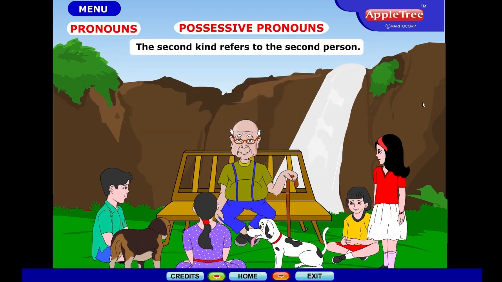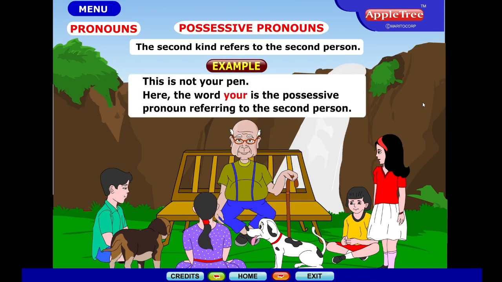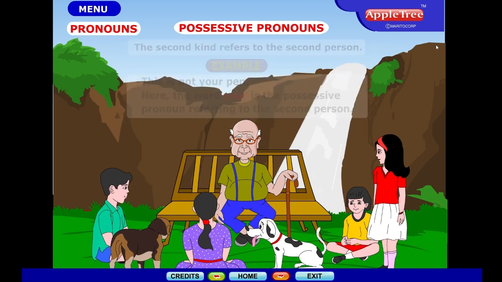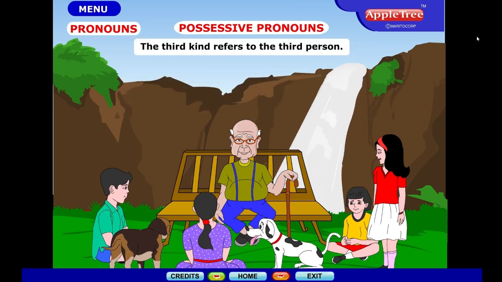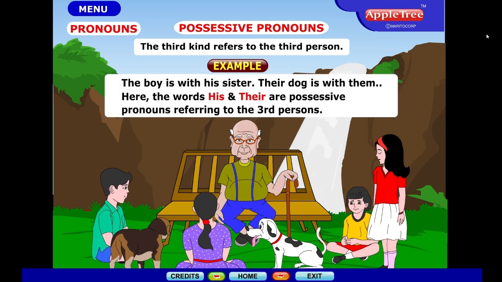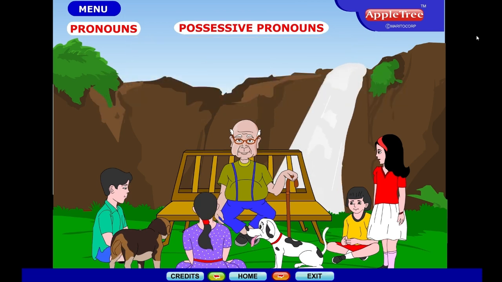The second kind refers to the second person. Example, this is not your pen. Here, the word your is the possessive pronoun referring to the second person. And the third kind refers to the third person. Look at the example. The boy is with his sister. Their dog is with them. Here, the words his and their are possessive pronouns referring to the third persons.